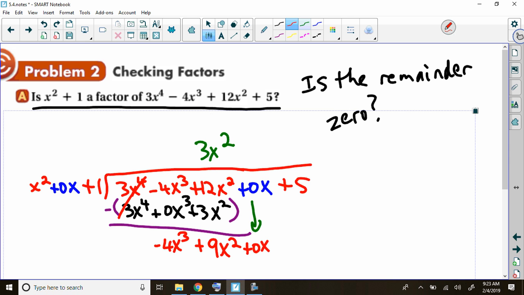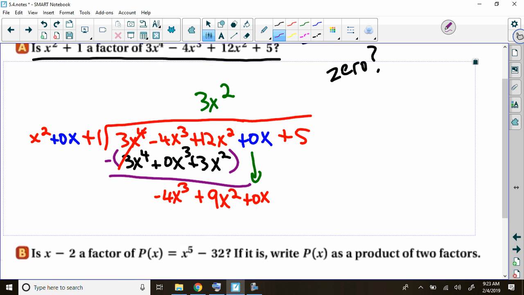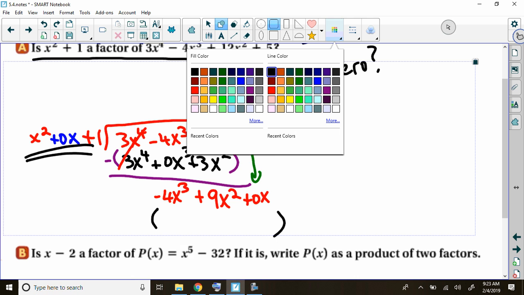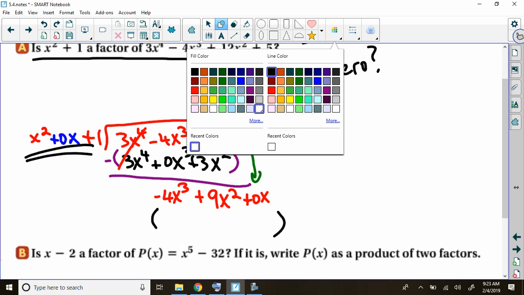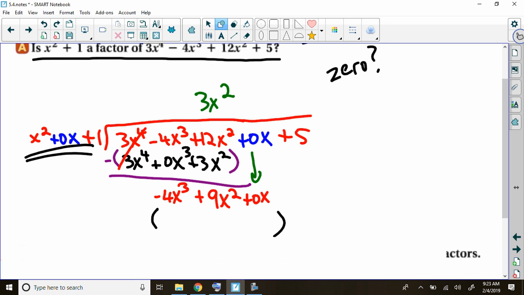Plus 0x. Okay, so now we start this process all over again. We divide again. We don't bring down the 5, because out front here we got a trinomial, so we're going to end up with another trinomial right here again. Okay. Move part B out of the way for a minute. There we go. Cover up part B for a minute.